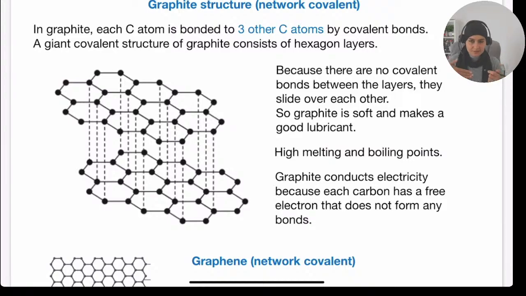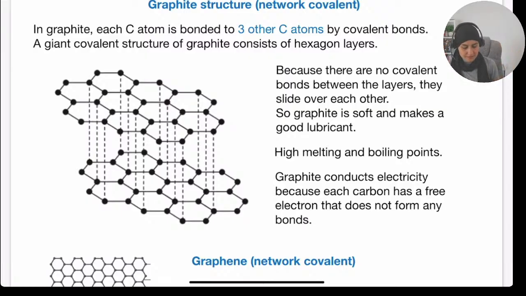But then these forces between the layers can be broken easily, and that makes graphite soft, and it makes it a good lubricant because the layers can slide over each other. So that makes it soft. Record it to your brain.